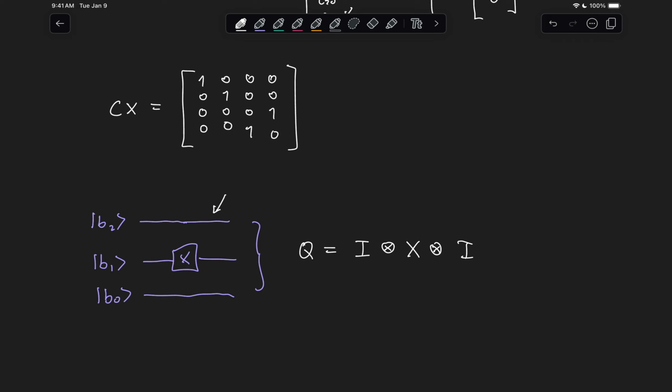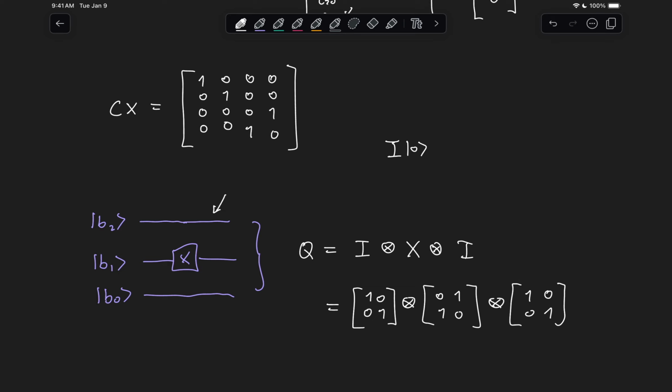The identity matrix is basically a matrix with diagonal elements of 1, 1 and off-diagonal elements of 0. And then we know the X gate is 0, 1, 1, 0. And then again, identity is 1, 0, 0, 1. We can show very easily why the identity leaves a vector unchanged. If we apply identity to, let's say, ket 0, we're doing 1, 0, 0, 1 times 1, 0. If we do the matrix multiplication, we get 1, 0, which is the same ket 0 we had. And we can show the same for ket 1.